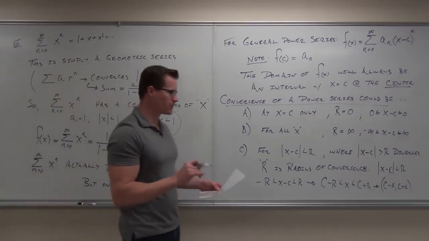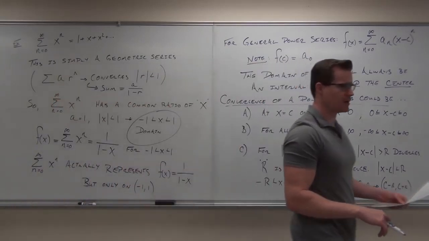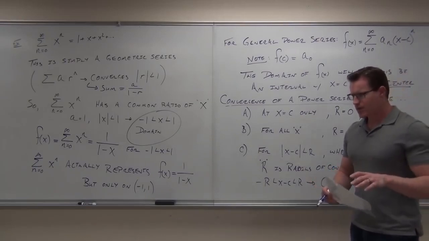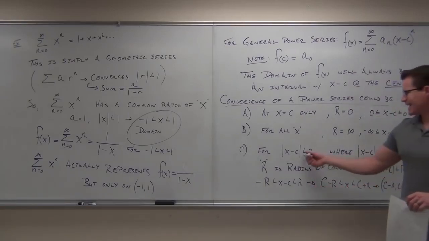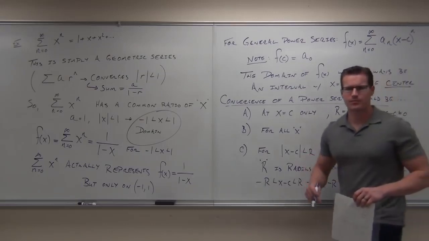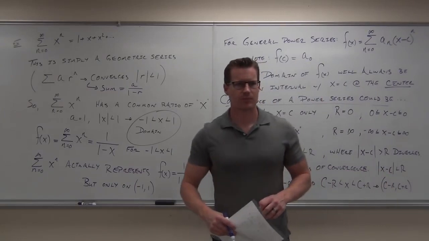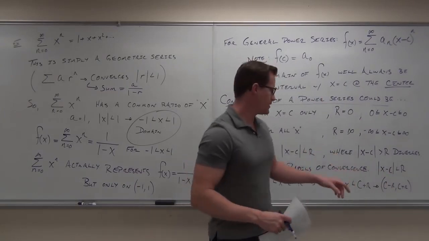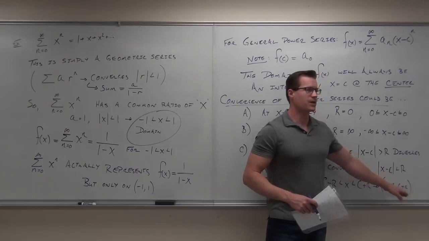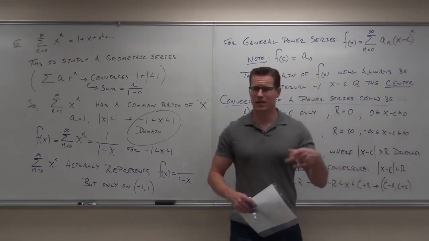Now, last little comment before I give you an example on this one. Do you notice anything about this? I said less than, and I said greater than. Where's the equal to go? The equal to would be the endpoints of your interval. Did you get that? Now, I'm not saying anything about the endpoints. The endpoints must be checked individually.